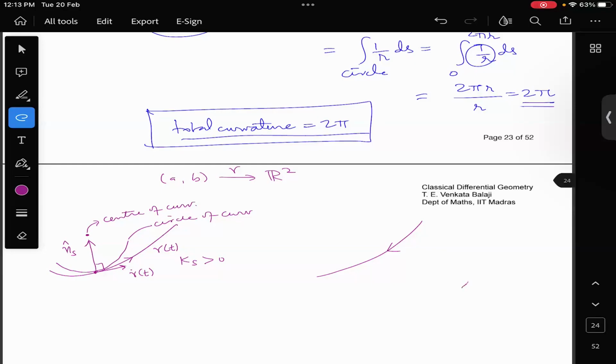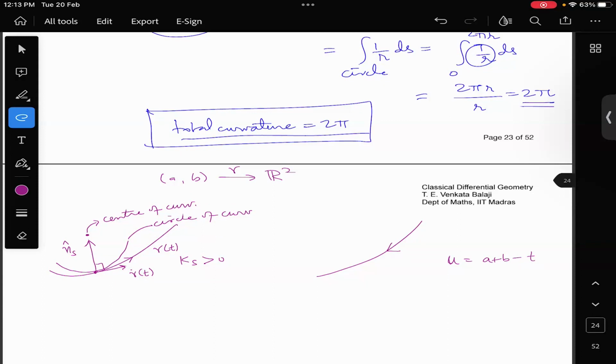So for example, suppose I put something like, so it's easy to guess what it is. Let me put u equal to a plus b minus t. So you see now when you put t equal to b, then u becomes a, and when you put t equal to a, then u becomes b.